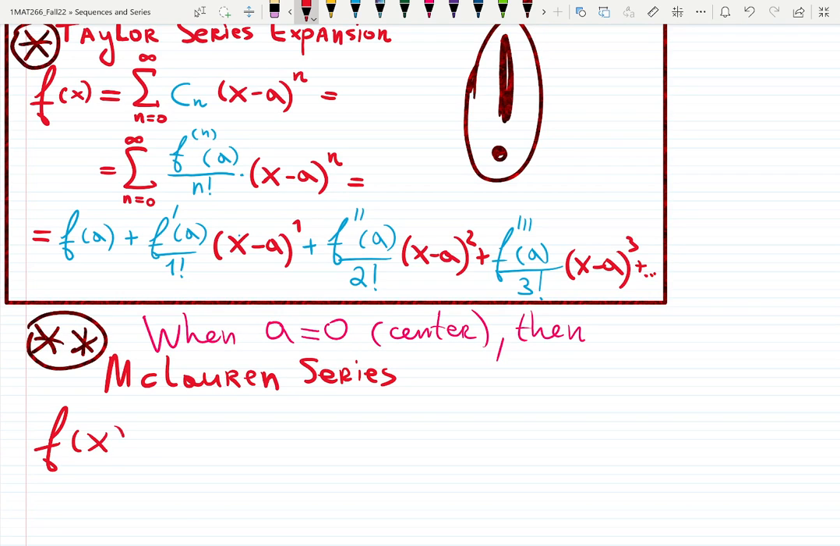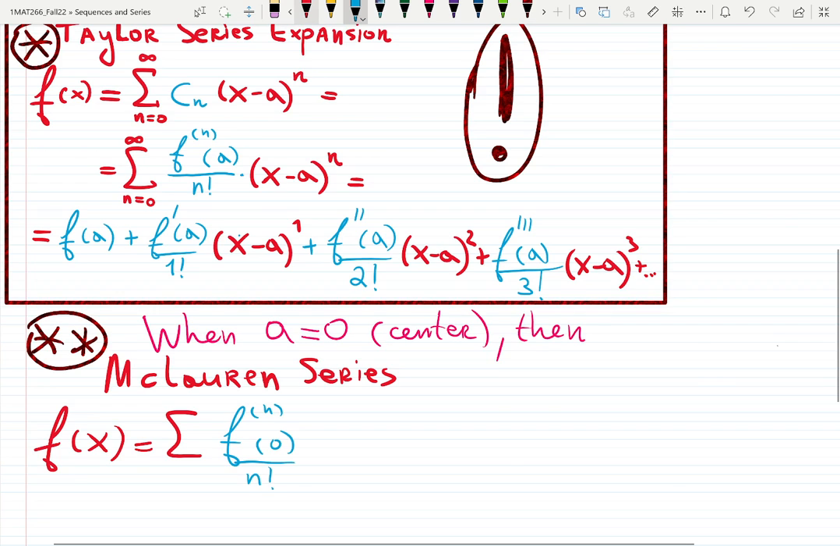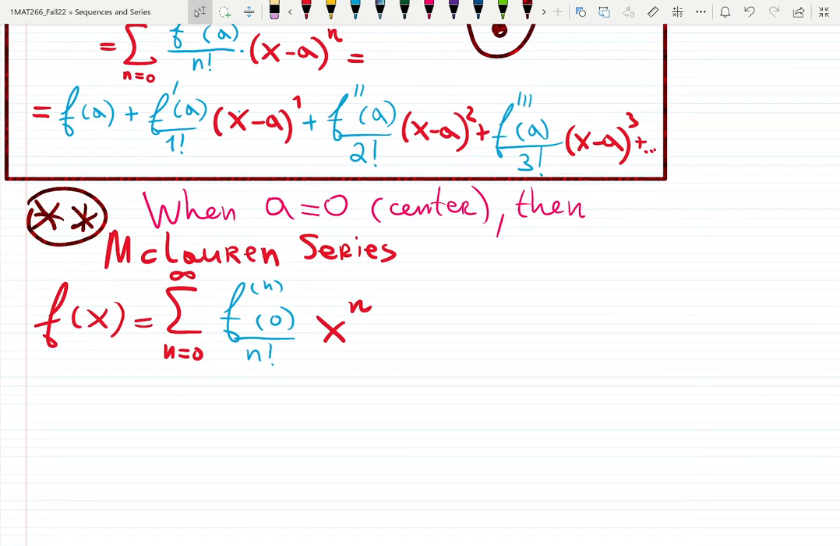f of x will be the sum, but now instead of c sub n, it will be the nth derivative of f at 0 divided by n factorial, and then it will be just x to the n, from 0 to infinity. That's why it's easier. And all the coefficients, you plug 0. Let me put it in red. You plug 0 instead of a.